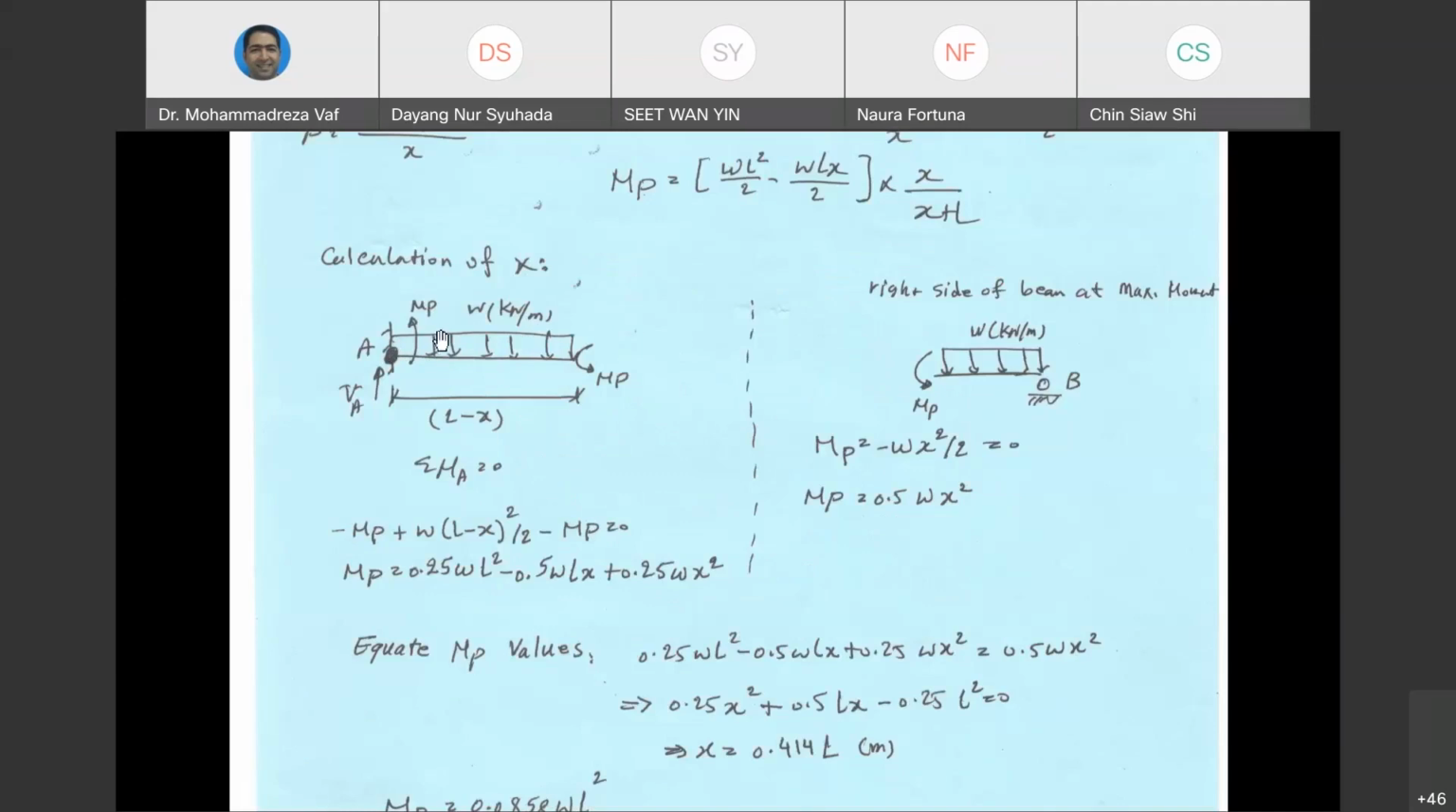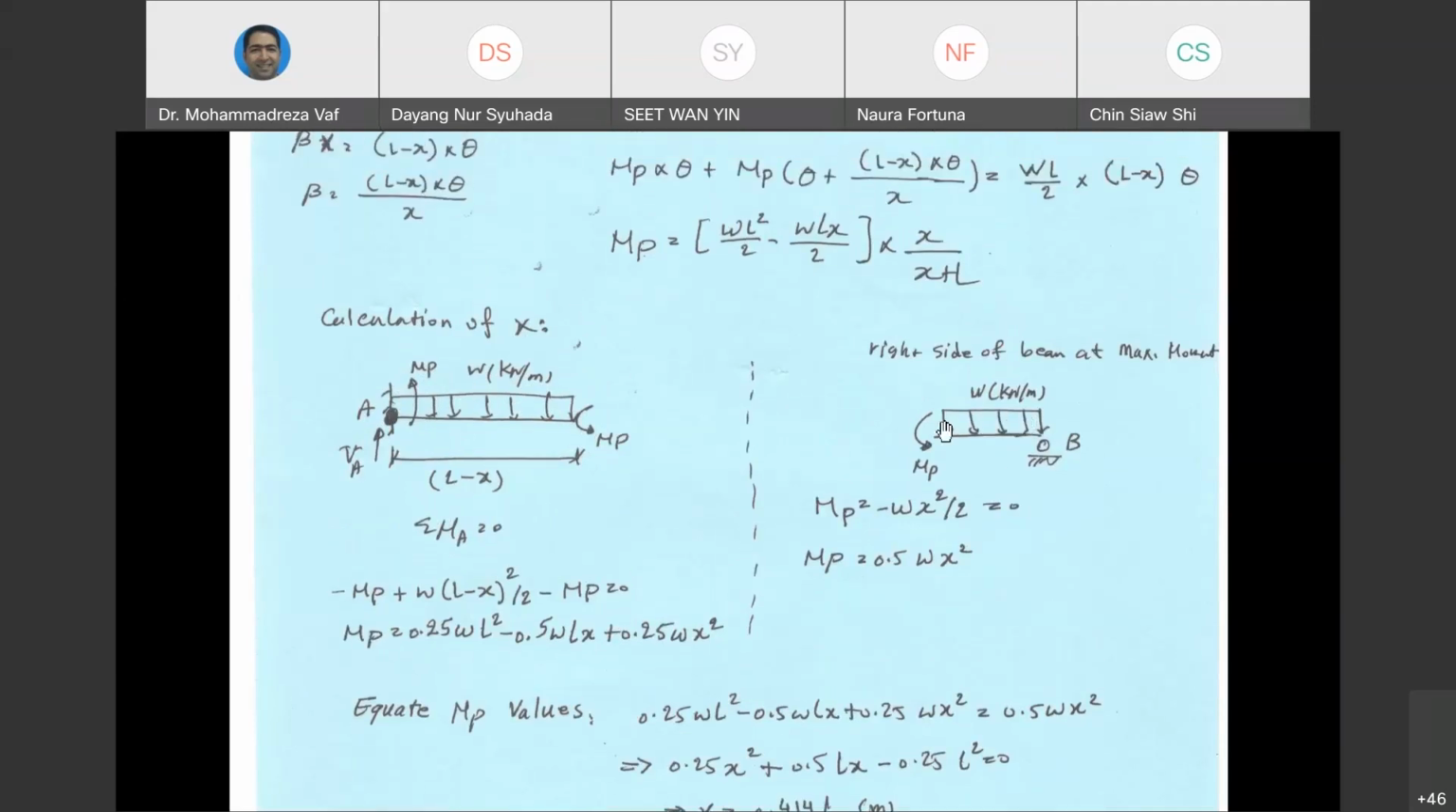So if you look into the left side, we have MP here, we have the load, and we have another MP over there. So you can write down sigma M at point A equals to 0, and from there you can write down WL multiplied by (L minus X) divided by 2, minus MP, plus MP equals to 0, and then from there you get this MP.